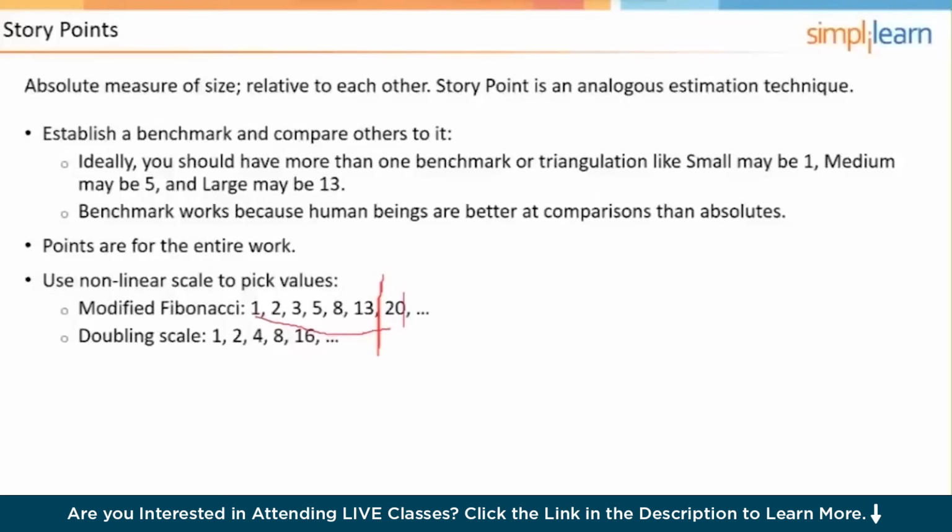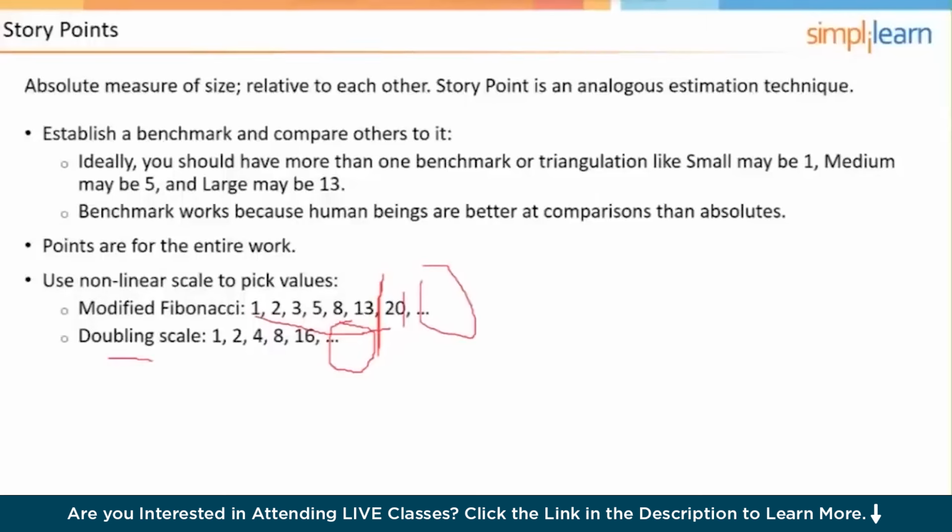Another nonlinear scale is doubling: 1, 2, 4, 8, 16. You typically don't go too far to the left with the values because that either means that you're being too granular or you've got stories that are probably too big and they need to be disaggregated.